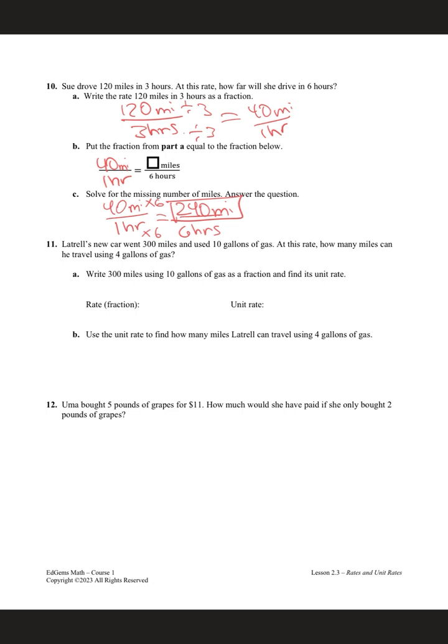On number 11, it says Latrell's new car went 300 miles and used 10 gallons of gas. At this rate, how many miles can he travel using 4 gallons of gas? Okay, so for part A, it says write 300 miles using 10 gallons of gas as a fraction and find its unit rate. So we've got 300 miles over 10 gallons. To find the unit rate, we're going to divide both the numerator and the denominator by 10. Okay, 300 divided by 10 is 30 miles. And then 10 divided by 10 is 1. So 1 gallon. That's great gas mileage.